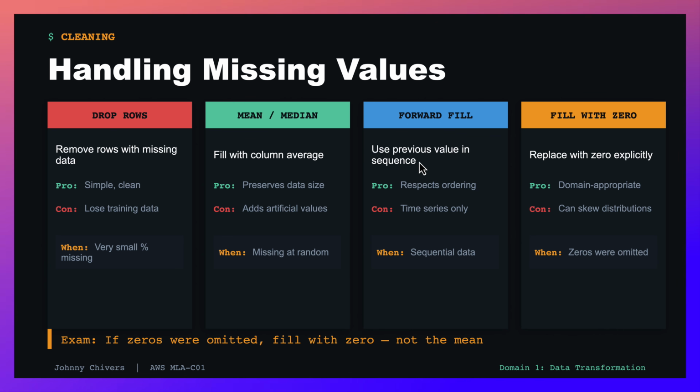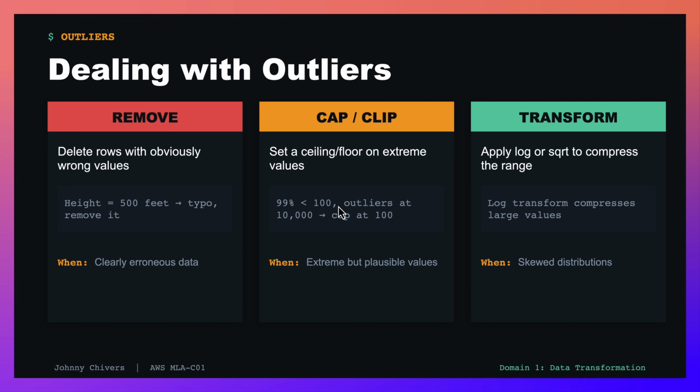Forward fill is where you use the previous value in a sequence to get the next value in the sequence. So that's for sequential data. And then fill with 0 is where you just replace with 0 explicitly when data is missing. So you can see here during the exam, you may have to choose from one of these methodologies in order to handle the missing values. It's important to know this slide for the exam, and to be able to recall when to drop rows, when to use mean and median, when to forward fill, etc.